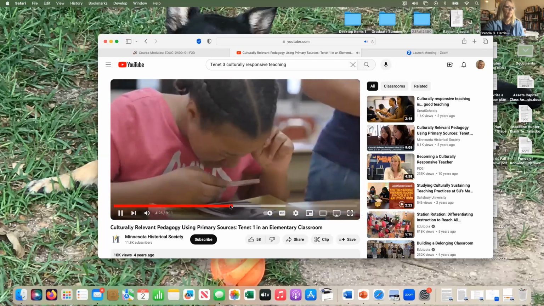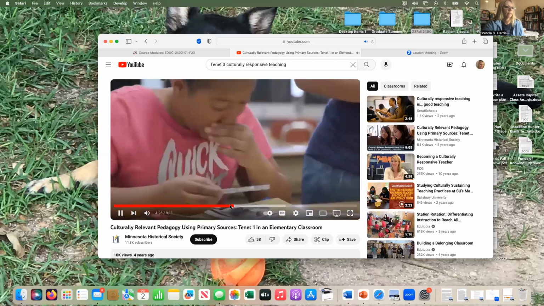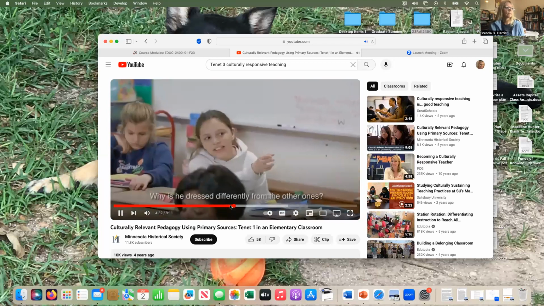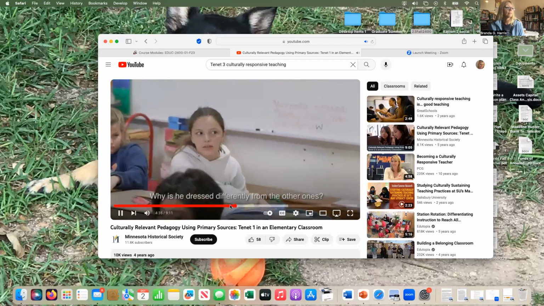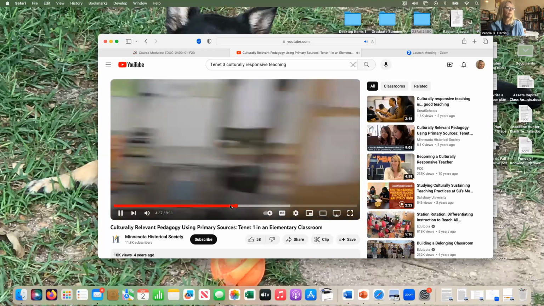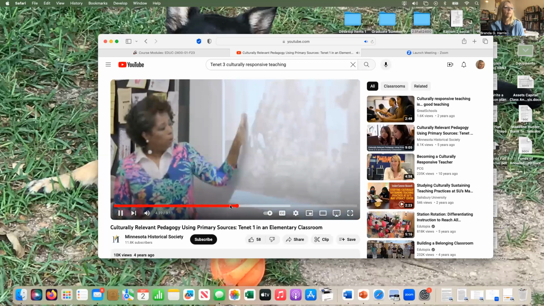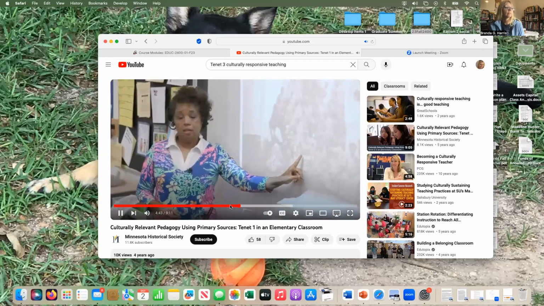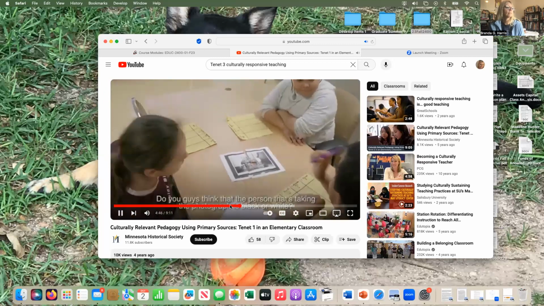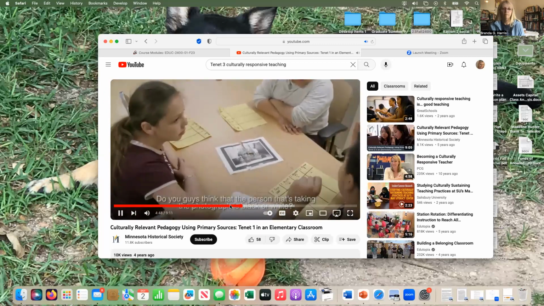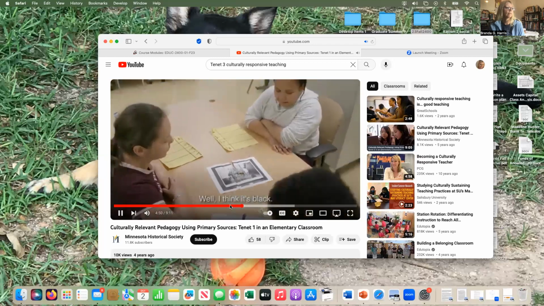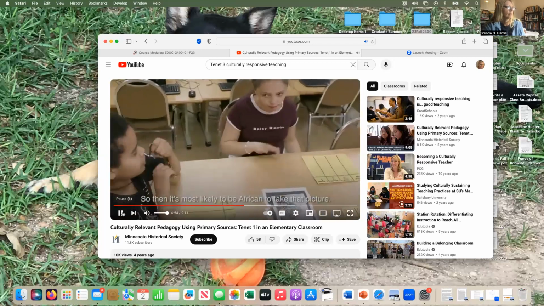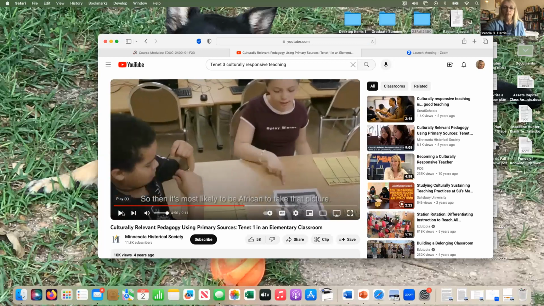Primary source analysis challenges students because it requires them to think critically. Oh, so you think this man is dressed differently from the other people? That's interesting. So you guys believe this is the king? Do you guys think that the person that's taken the photograph is black or white? Well, I think it's black. Yeah, and then it's most likely to be African.